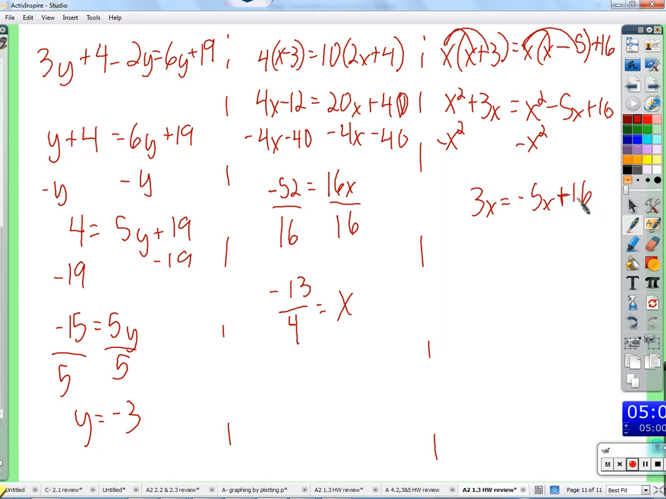We will solve equations with x squared in them, and they will not be that simple. They're not just going to cancel out the x squareds, but for now, this is still a linear equation, okay, because we have just x to the first power here. We add 5x, we add 5x, 8x equals 16, x equals 2. Questions on any of those three?